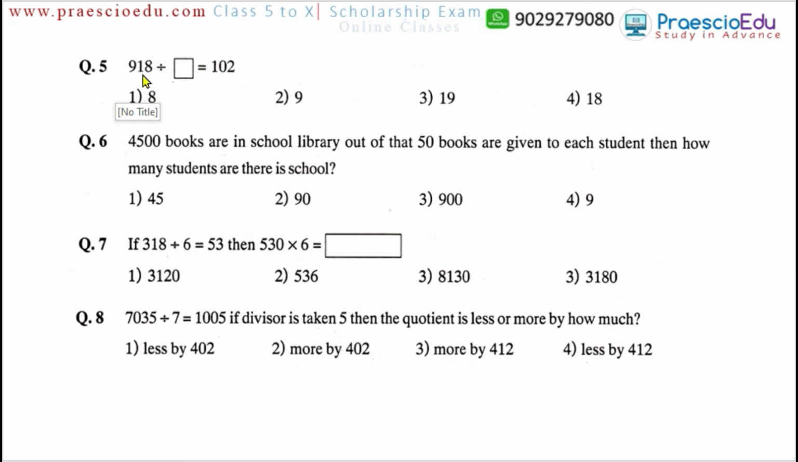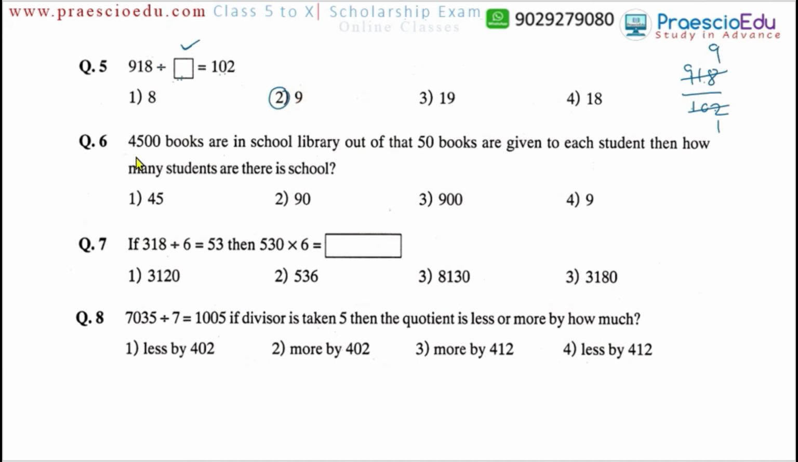So question number 5: 918 divided by, here the box is given, meaning unknown, which we have to find out, equals 102. Now in this division, instead of this unknown number, we will directly divide with this answer. The answer is 102. So 918 divided by 102, if we carry out this division, you will get the answer which is in the box. So 100 9s are 900 and 2 9s are 18, so of course 102 9s are 918. So the answer is 9.